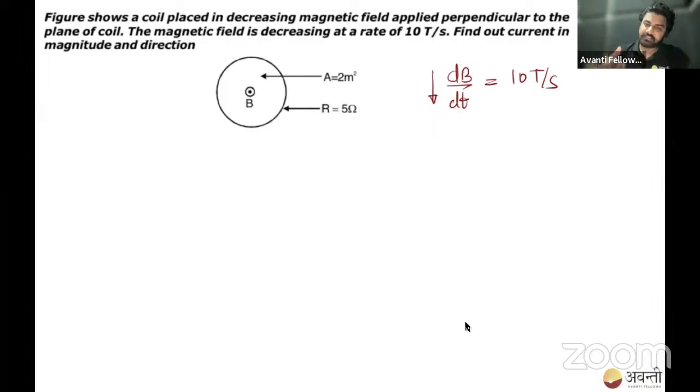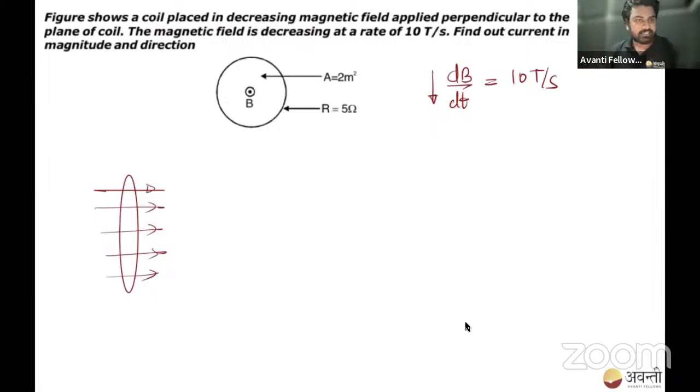Since the magnetic field is coming out, but it is decreasing, right? Decreasing means north is going away. If I take the side view, the direction of the magnetic field is somewhat like this, and it is in decreasing nature.